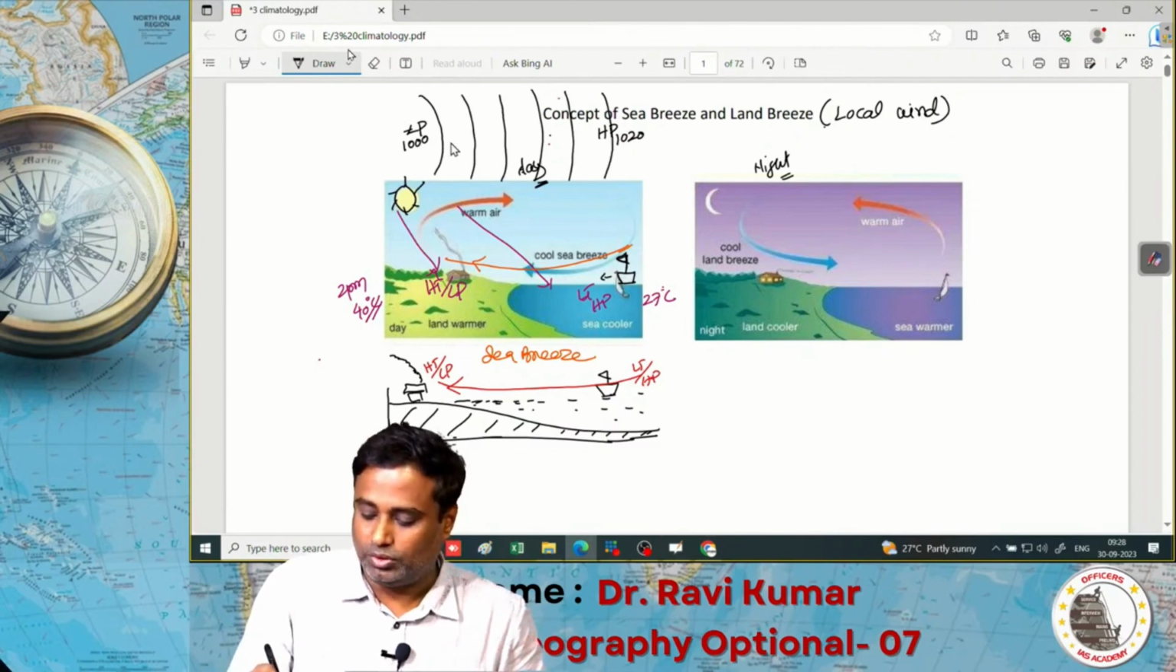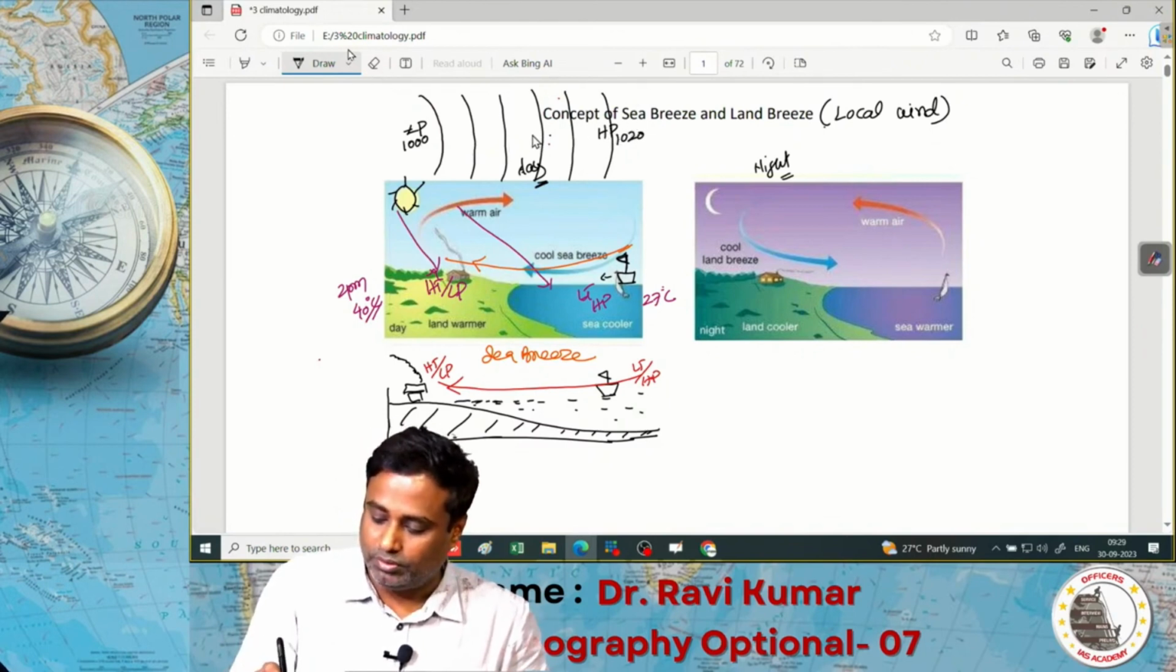Thousand, maybe 1002, 1004, 1006, 1008. So wind will flow perpendicular from here to here, perpendicular to the isobar. This is flow out.